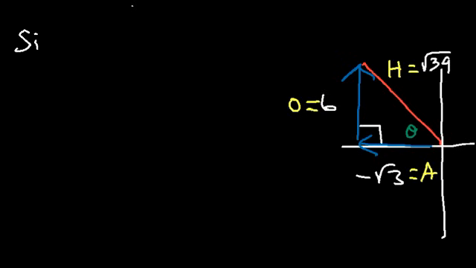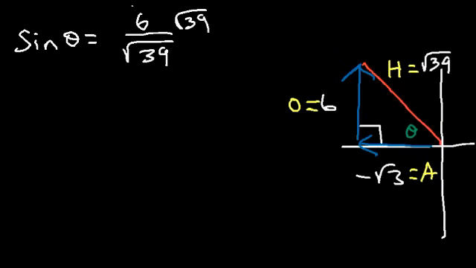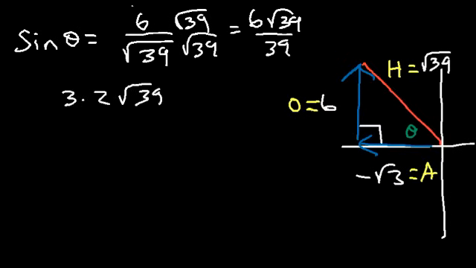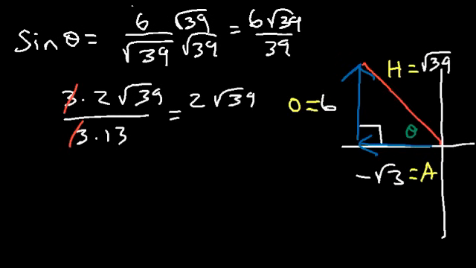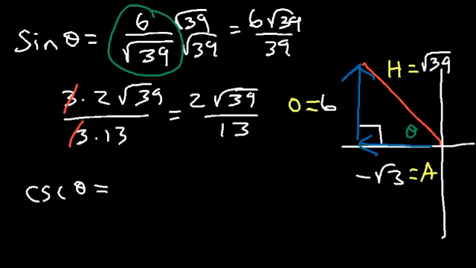Sine theta is going to be the opposite side, which is 6 divided by the hypotenuse, so root 39, and we need to rationalize it. So this is 6 root 39 divided by 39. Now we can reduce it. 6 is basically 3 times 2, and 39 is 3 times 13. So we can cancel a 3. So therefore sine theta is 2 root 39 divided by 13. And cosecant theta is the reciprocal of sine, so flip this part of the sine function. So it's going to be root 39 divided by 6.